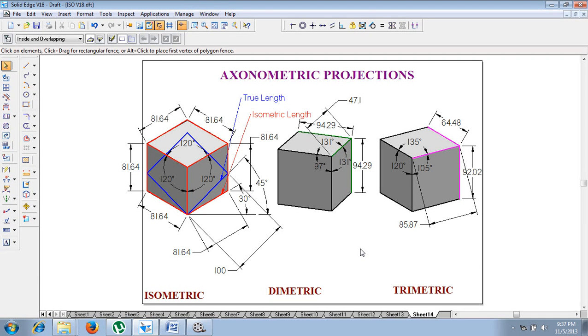Next we have a different type of projection that is called isometric projection. Isometric projection is a subclassification of axonometric projection. What is axonometric projection? Axonometric projection is nothing but the axis of the solid being rotated at a defined angle with respect to the HP and VP.